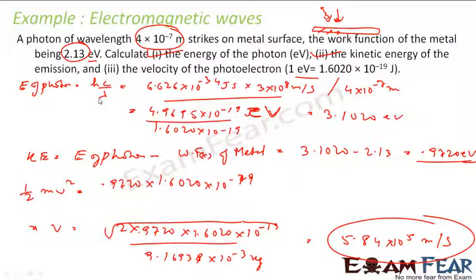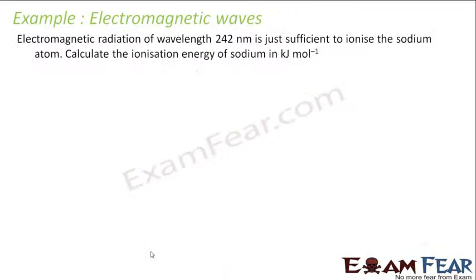Easy only. See what we have done. We found the energy of the photon in eV. This much energy we gave. Out of this energy in eV, some is used by the metal to kick out the electron. That's the work function of the metal. So the balance energy is the kinetic energy, right? And then I found the velocity of the electron.